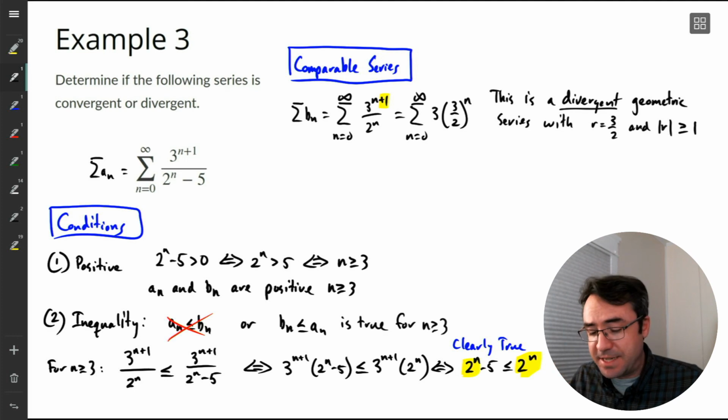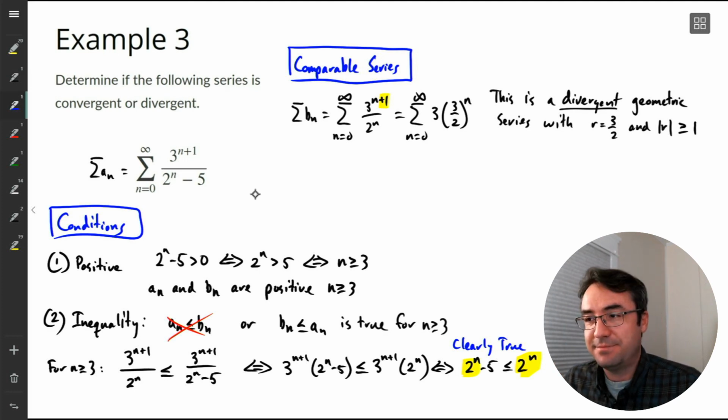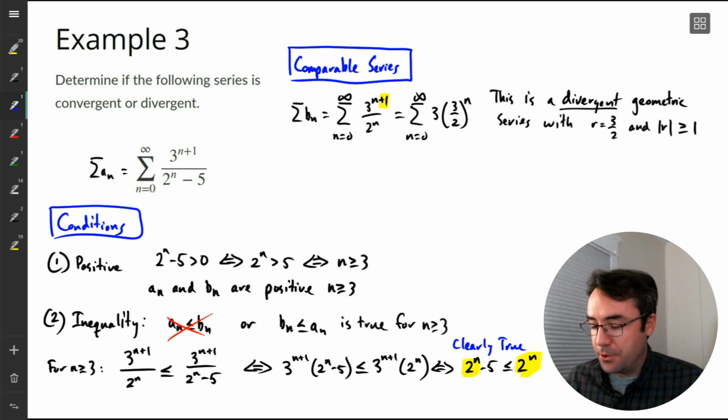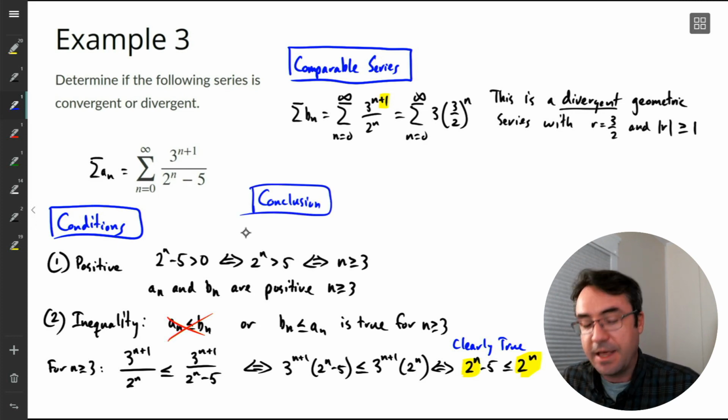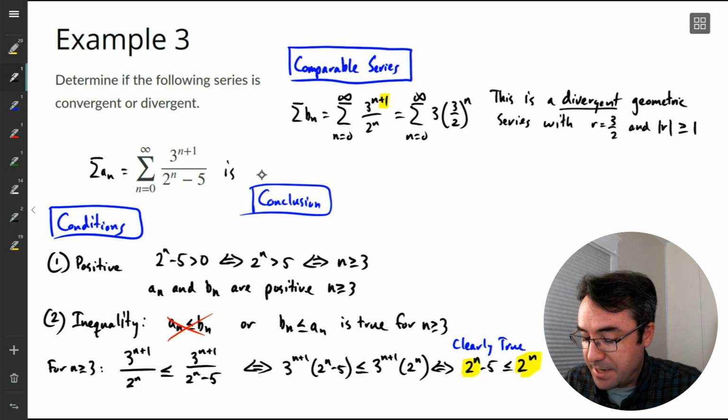And so then the final step there is to actually state the conclusion. So we've gone through and we've come up with our comparable series. We've shown all the necessary conditions. And so what we want to do is just state the conclusion. So this is the last portion of this. So our original series, the series that we're testing, has to be divergent. And the reason for this is because sigma bn is a divergent geometric series.